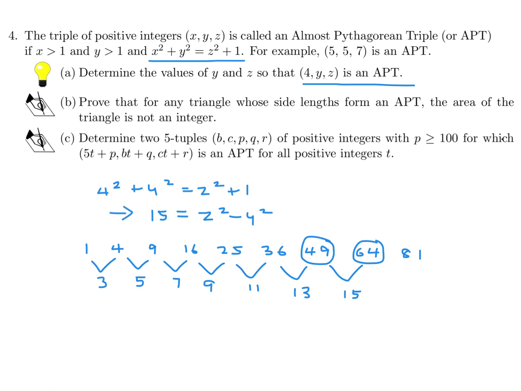So that means that z is 8 and y is 7. Z is 8, y is 7. Yeah, so that pretty much solves that. So that means that is 4, 7, and 8, this APT that they are describing.